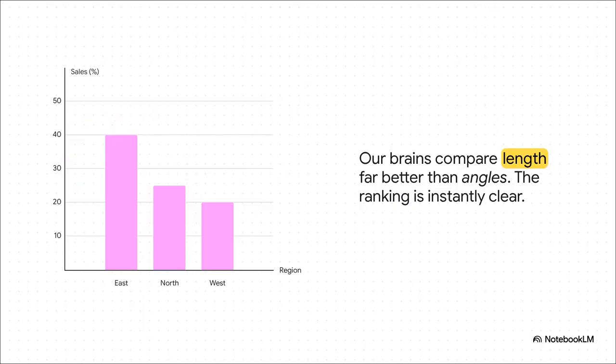Now watch what happens when we use the exact same data in a simple bar chart. The answer is immediate. East is the biggest, south is the smallest, no question. Why? Because our brains are absolutely brilliant at comparing length. This chart taps directly into that pre-attentive superpower. There's no mental work required. The insight is just there.